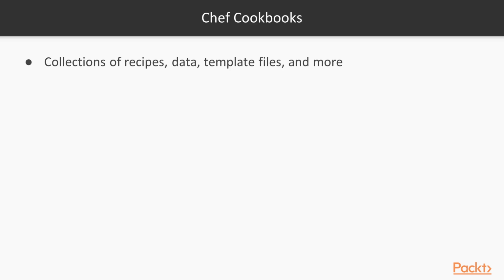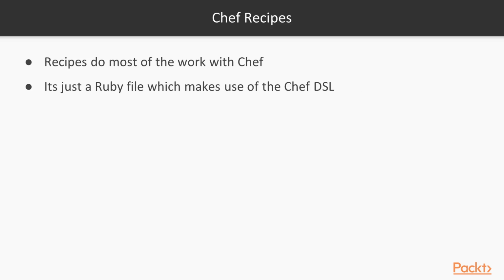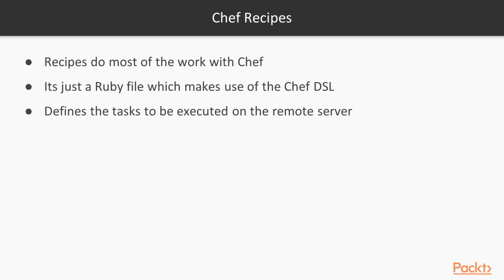It comprises recipes which have tasks listed. You can execute a complete cookbook or an individual recipe on the remote server. These cookbooks get uploaded to the Chef Infra server, and from there it gets executed and configures the remote server. So let's understand what exactly a Chef recipe is. You can say that the Chef recipe does most of the work in Chef. It is written in the Ruby language and it defines the desired state of the remote server.